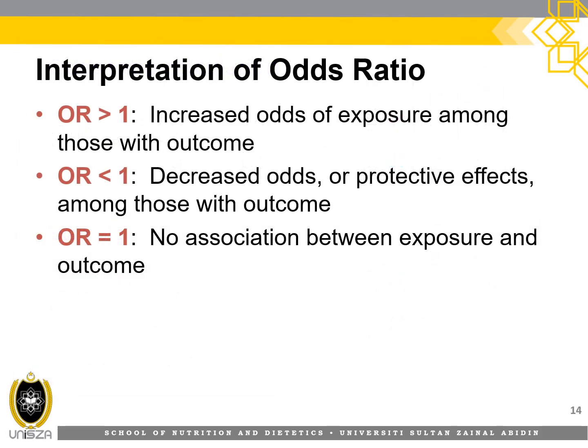The way we interpret the odds ratio is similar to the way we interpret relative risk. An odds ratio of more than 1 means that there is an increased odds of exposure among those with the outcome. An odds ratio less than 1 means that there is a decreased odds or protective effect among those with the outcome. An odds ratio equal to 1 means that there is no association between exposure and the outcome.